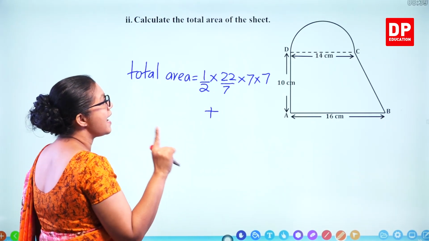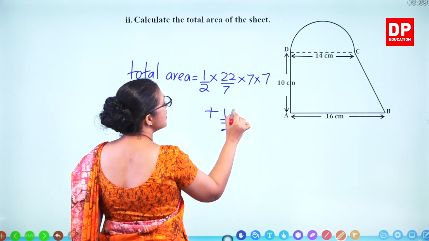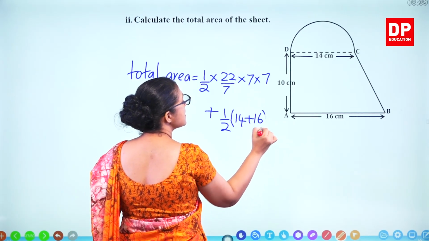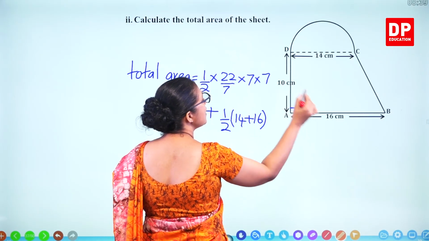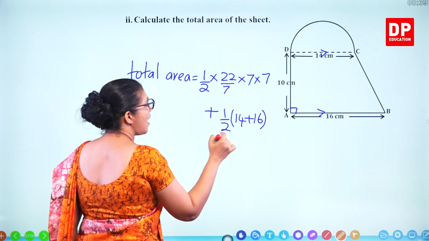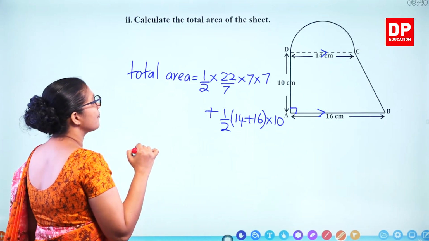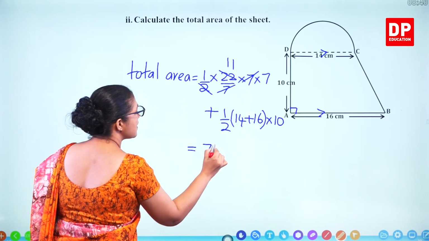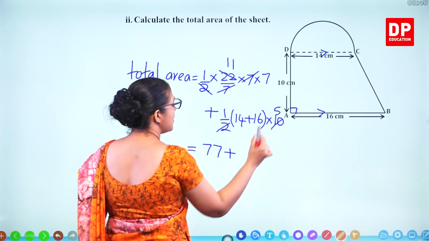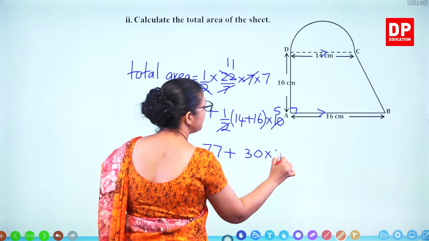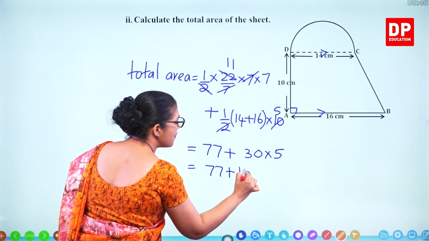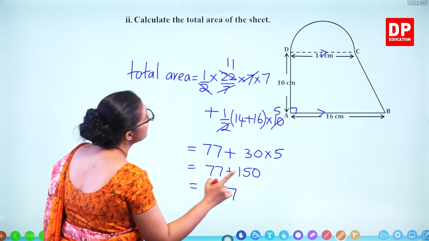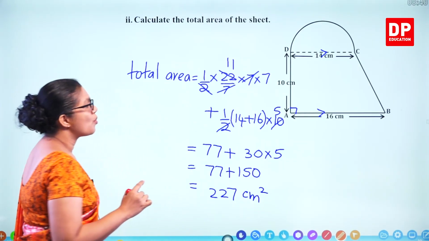And what's the area of the trapezium? Half the addition of the 2 parallel lengths, 14 and 16, and multiply by the perpendicular height, that's 10. So you get here 7 get cancelled out, here 11 times 7, 77, 2 times 5, this is 30 into 5. So 77 plus 150, you get 227 square centimeters is the total area.